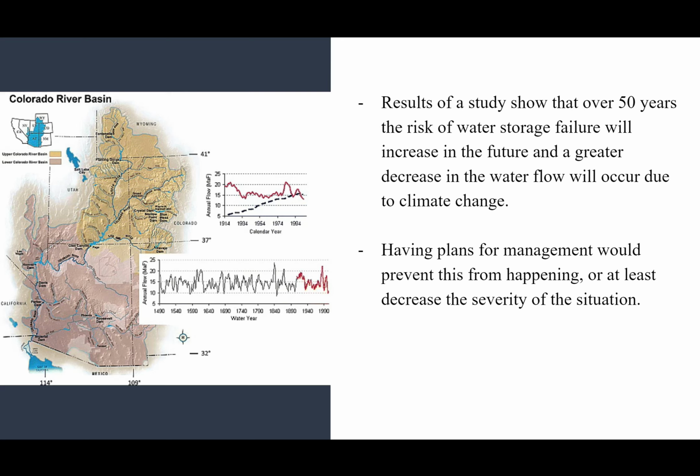The results of a study show what will happen to the water in the river over 50 years and the factors that are affecting it in either positive or negative ways. This shows that there is a risk of water storage failure in the future and projects an even greater decrease in the water flow because of climate change.